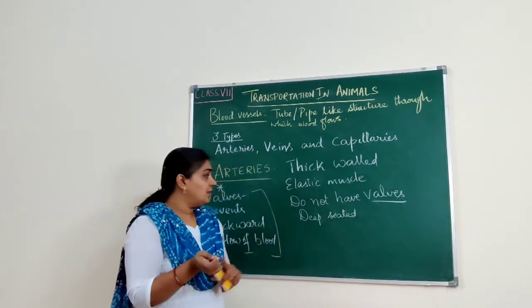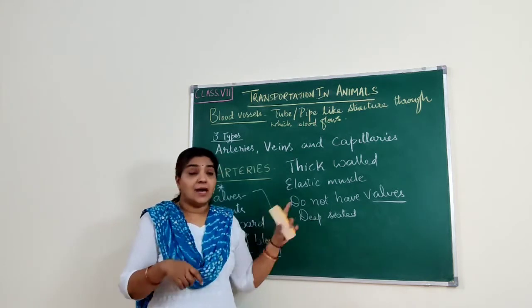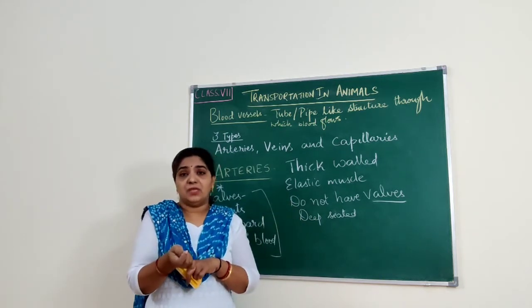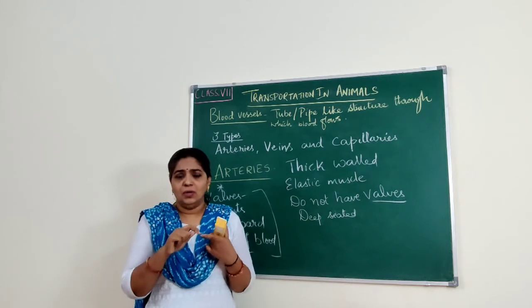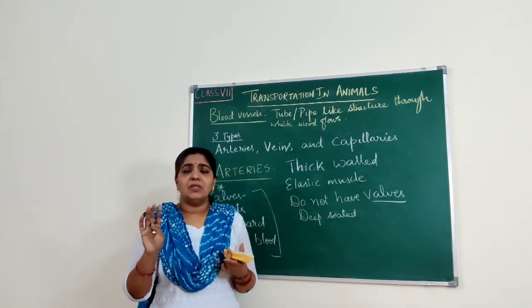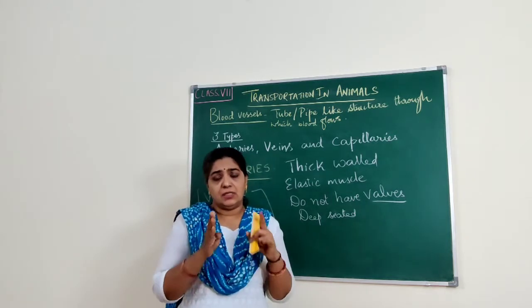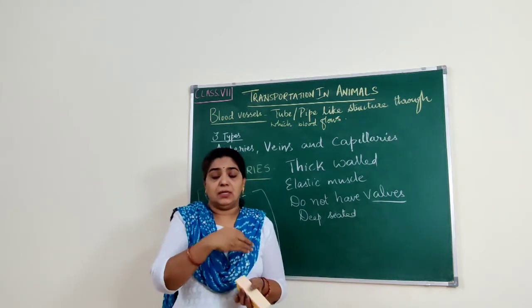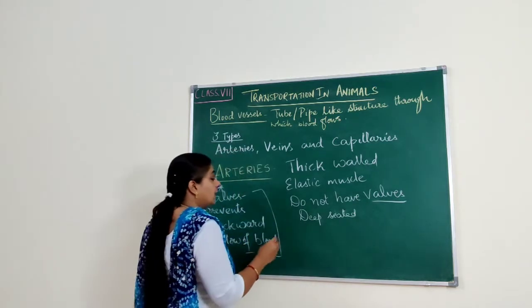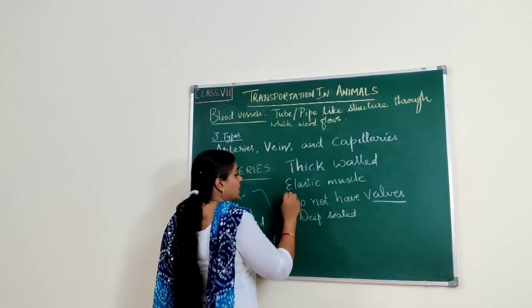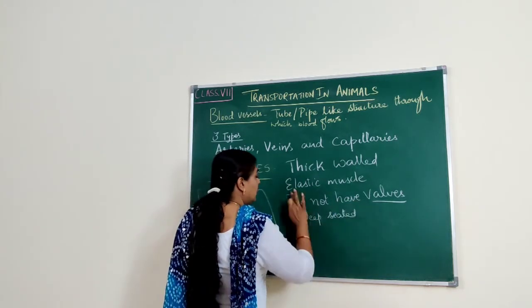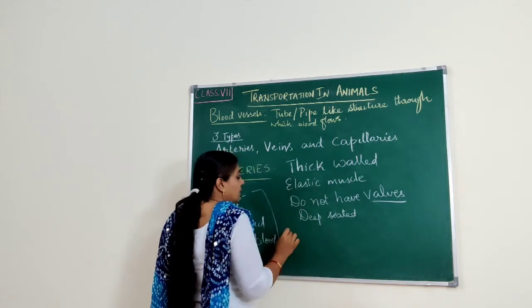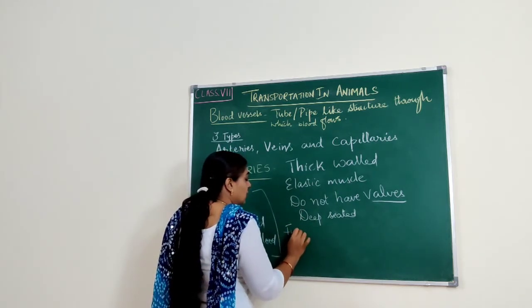So arteries are deep seated. Whenever you get a cut and it starts bleeding, actually it's not the artery which is cut. It is the vein. So arteries are deep seated. All these are extra information. You just learn. Let us see the function now.